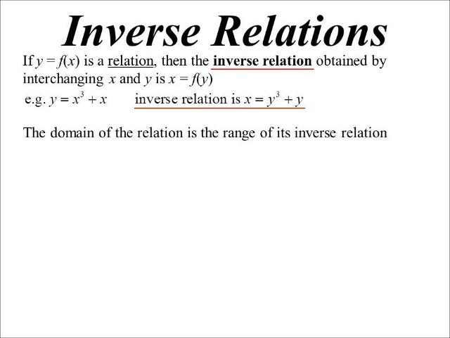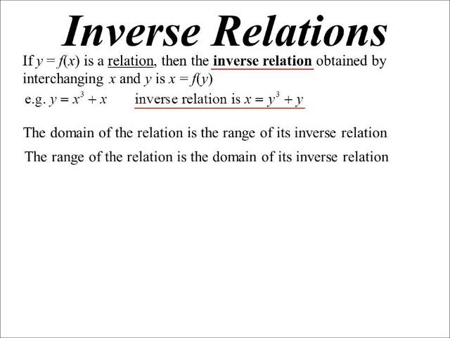Now, because we swap the x and the y around, the domain and the range will interchange as well. So the domain of the original relation will become the range of the inverse relation. So if the original one had a domain x is in between 2 and 3, then the inverse relation would have a range y is in between 2 and 3. And the same thing happens with the range. The range of the original one becomes the domain of the inverse.